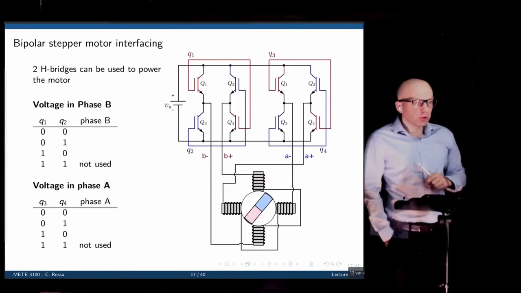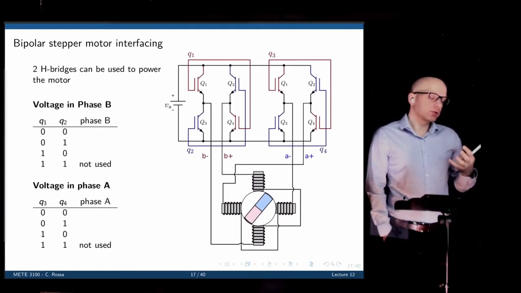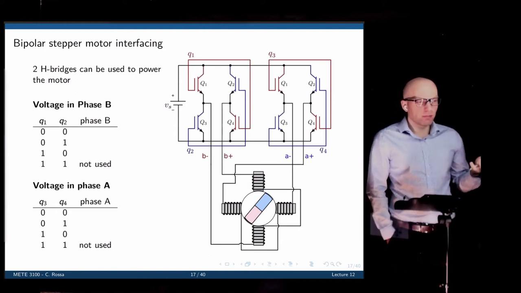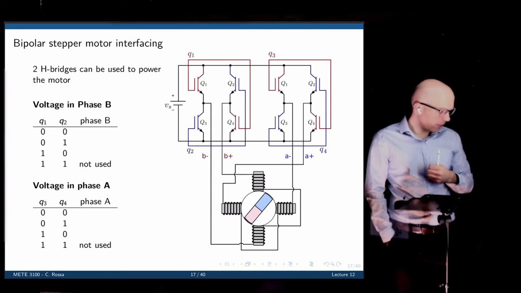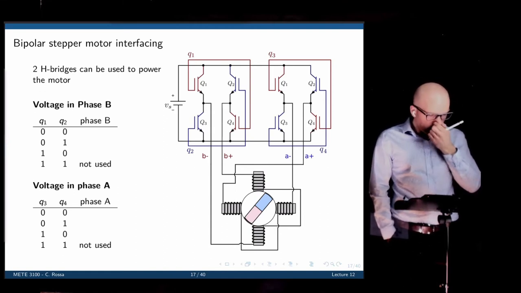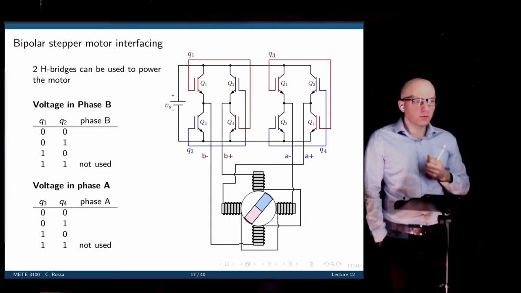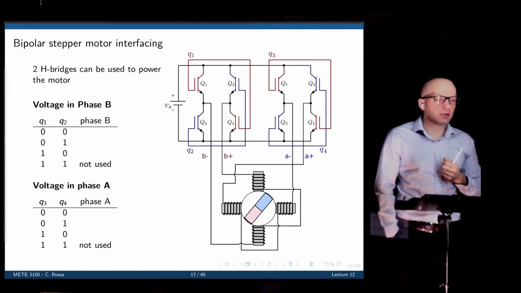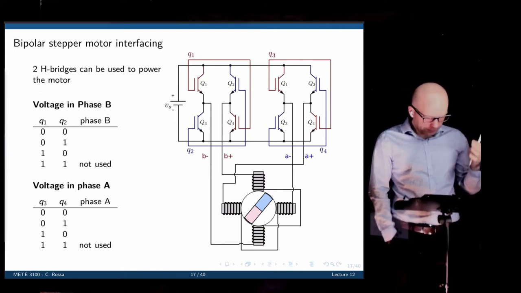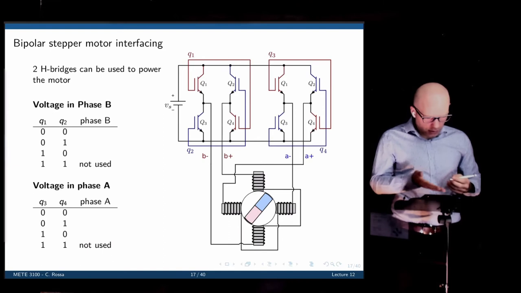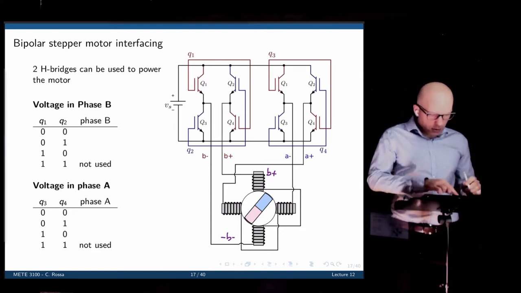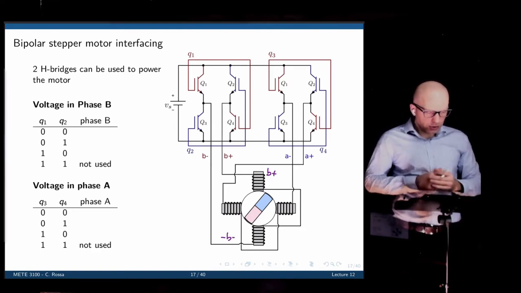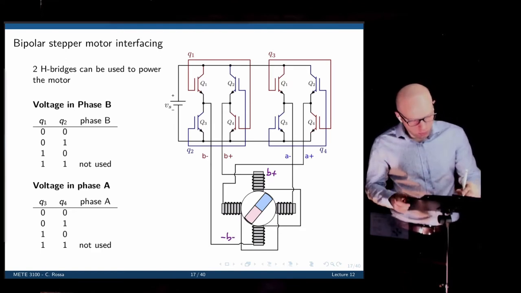Now, how do we control this? Well, we need to reverse the current. So a simple MOSFET on and off will not be enough. So let's use our famous H-bridge. Each coil now requires an H-bridge, requires an inverter. And in this case, let's see our first example. We have coil B going at positive side here, negative side there, being connected to that H-bridge, whose control signals are Q1 and Q2.